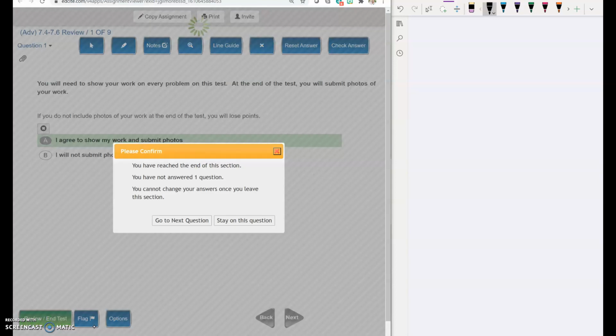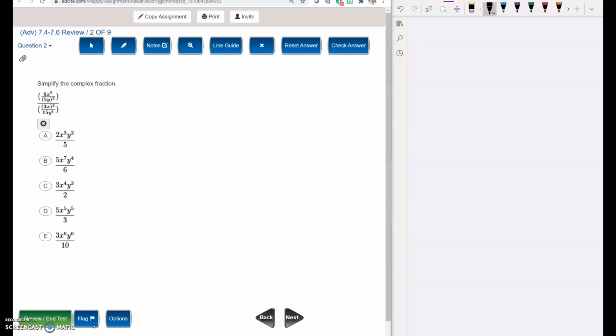I set this up so that this is a section. Anytime you move between sections, you can't go back. So once you go on to the second section, that's where the actual questions for the test are going to be. So you say yes, go on to next question.